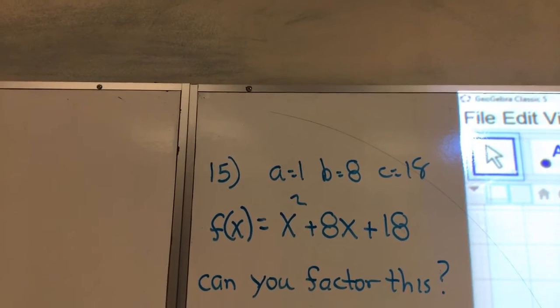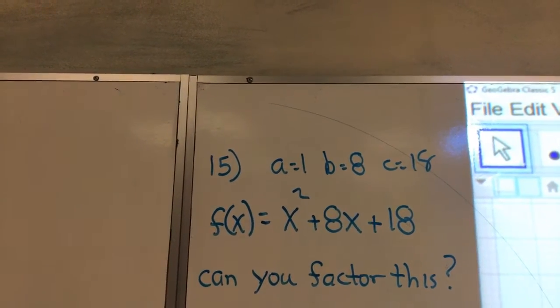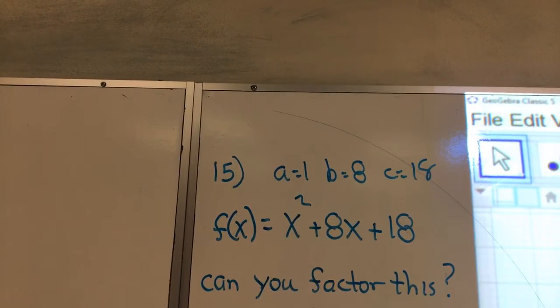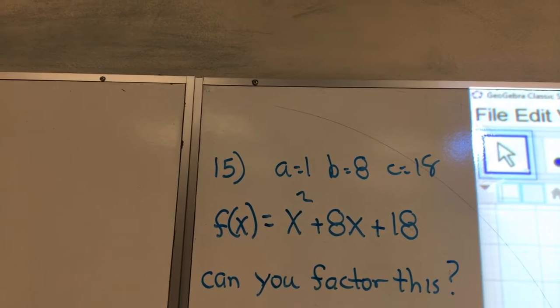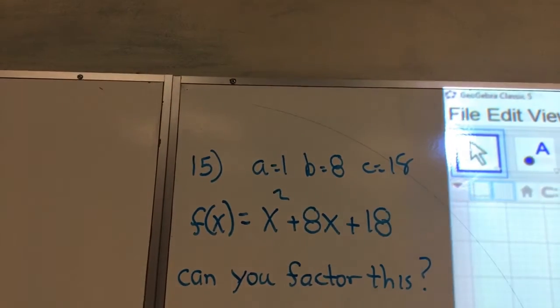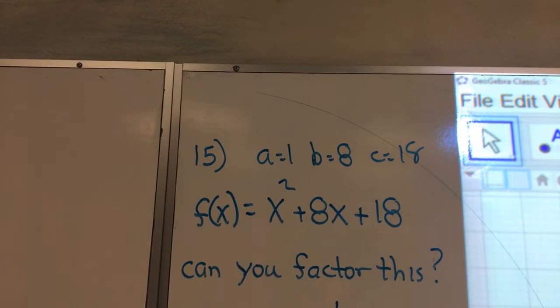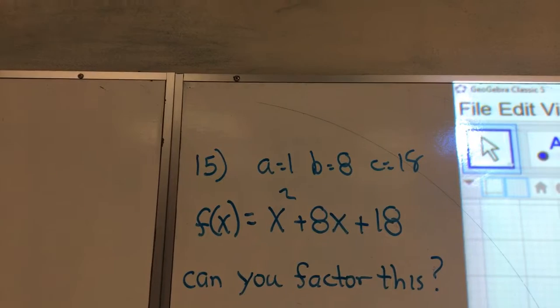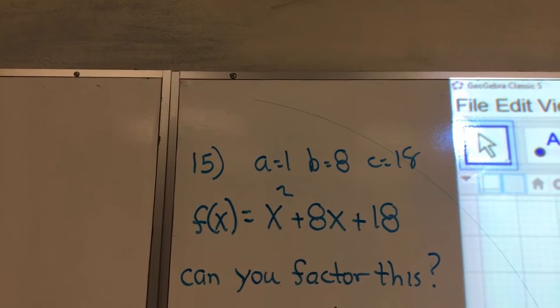And notice that I have identified a. In other words, a is the coefficient in front of the squared term. If there's nothing there, it's implied to be a 1. The coefficient in front of the x, 8. That's your b. And the number hanging on the end, that's c. Okay, that is your y-axis intercept, by the way. Because if you put a 0 in for x, that's all you got left.